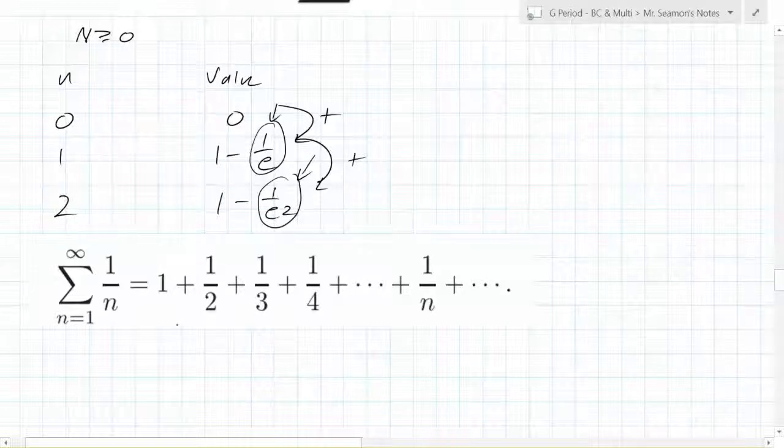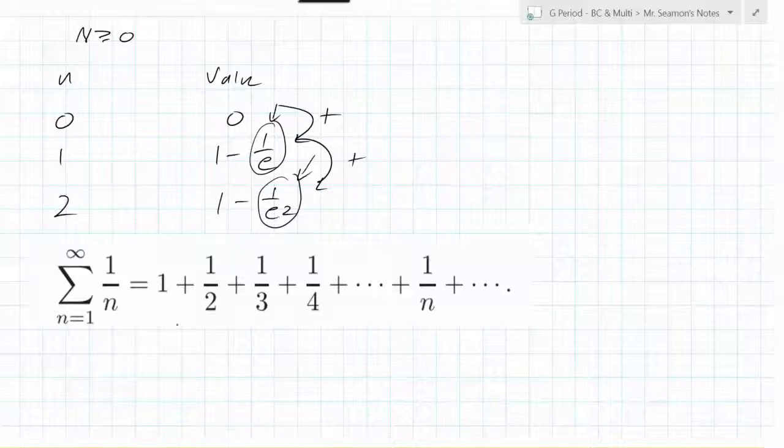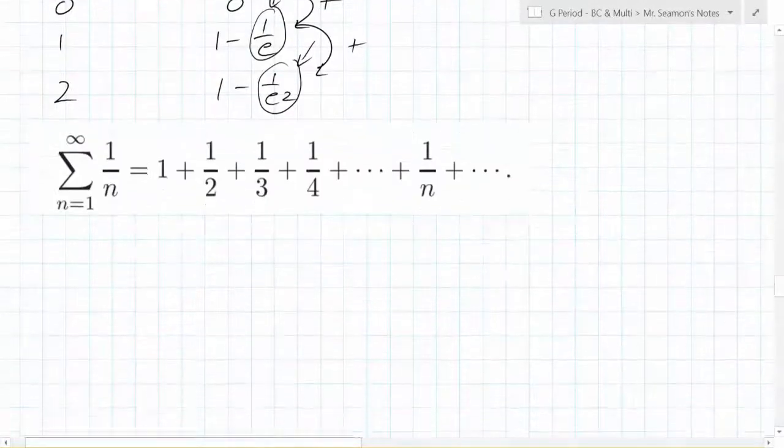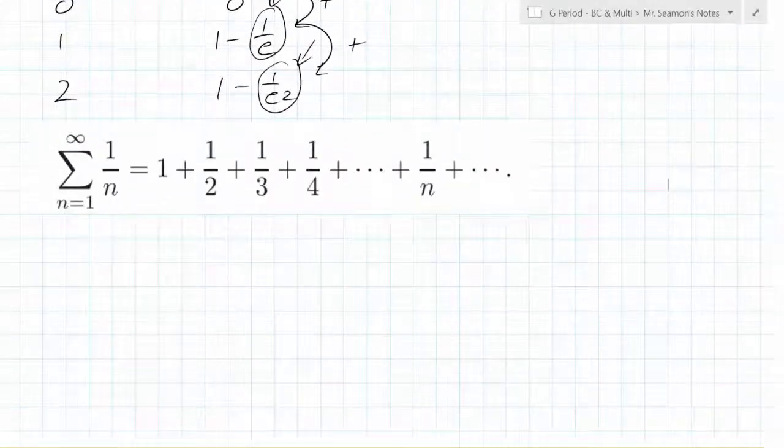But if the terms go to 0, does that mean it has to converge? No. It's necessary, but it's not sufficient. The terms have to go to 0 for the series to have a chance of converging, but just because they go to 0, does it mean it has to converge? No. So this is a really key one because you're going to use this to compare other series with.